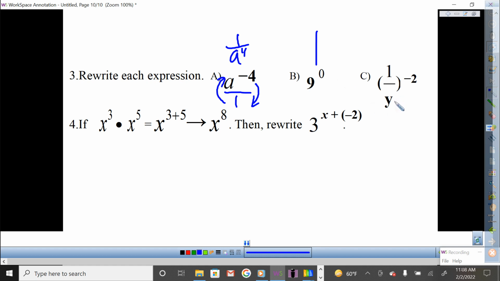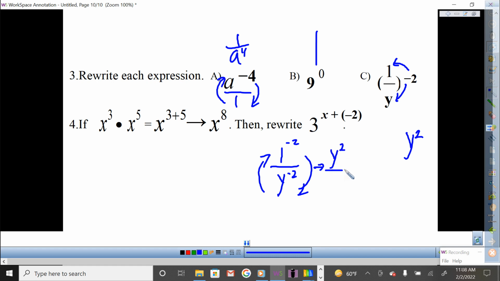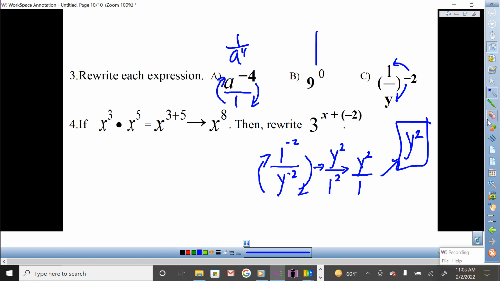3C. What'd you get for 3C? Raymond, what'd you get? Y squared. That is correct. How do you get there? Well, let's see. He distributed the negative 2 there, so this was 1 to the negative 2 over y to the negative 2. Then he did the reciprocal, so that gives us y to the positive 2 over 1 to the positive 2, which is y to the positive 2 over 1, because 1 times 1 is 1, and that's how we got y to the second.